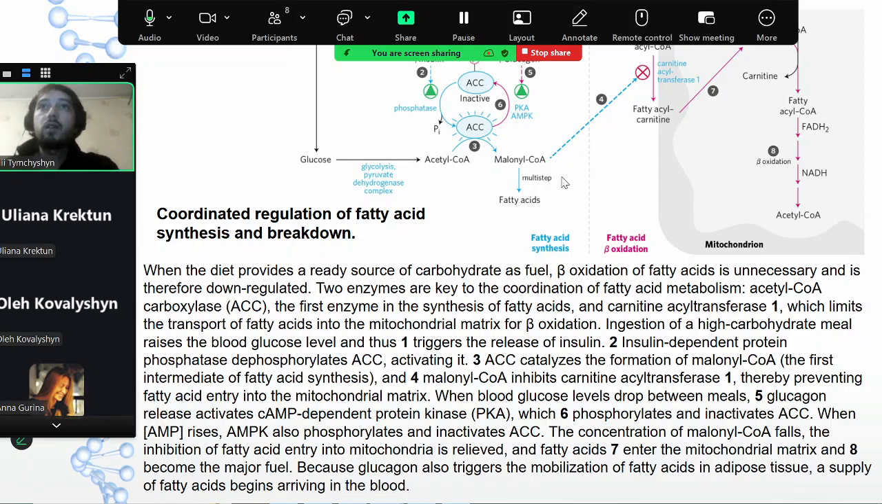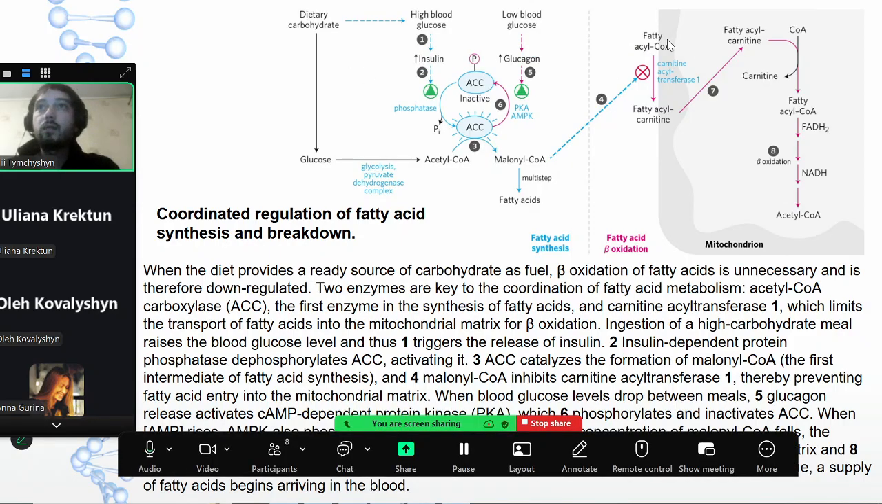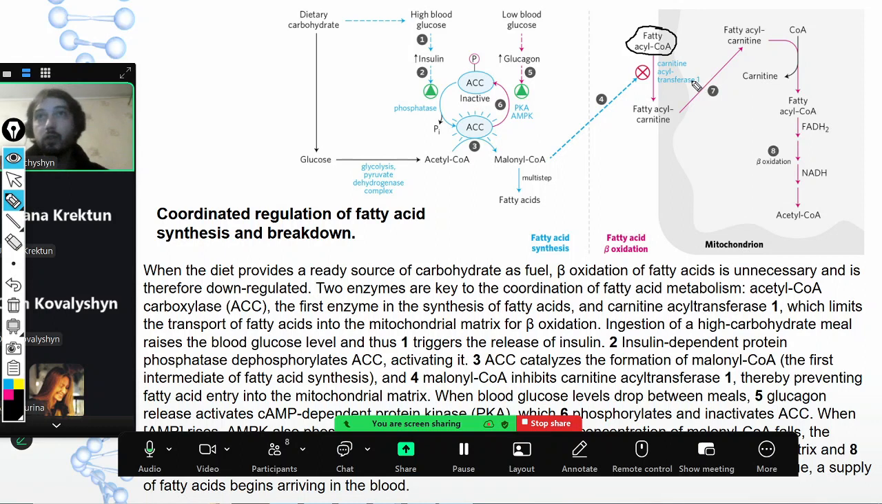The other thing is that this malonyl-CoA, synthesized from the acetyl-CoA, inhibits the carnitine acyltransferase. So it inhibits this sort of transferase. That's part of the carnitine shuttle that we have considered. So what does the carnitine shuttle do? The carnitine shuttle teleports fatty acyl-CoA from the outside of the mitochondrion to the inside of the mitochondrion.